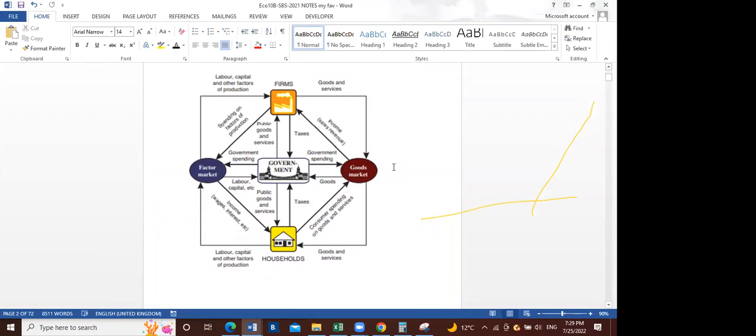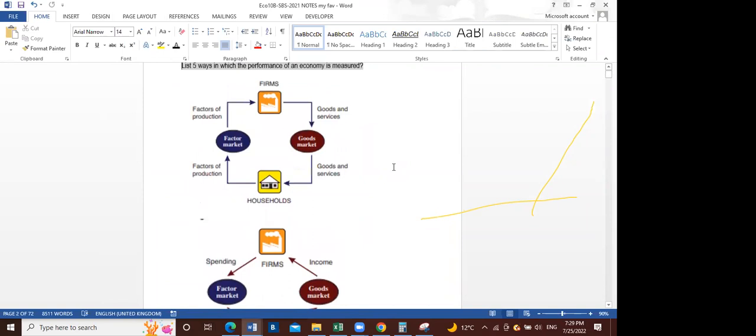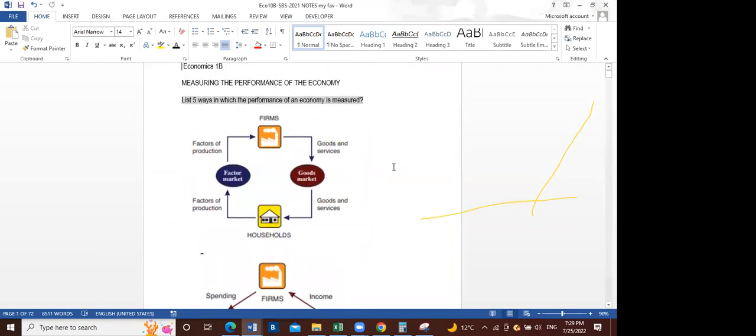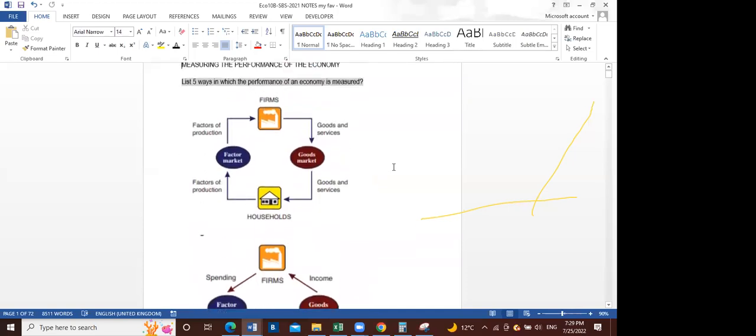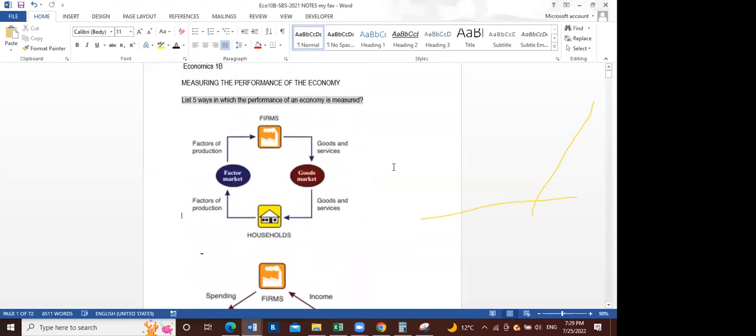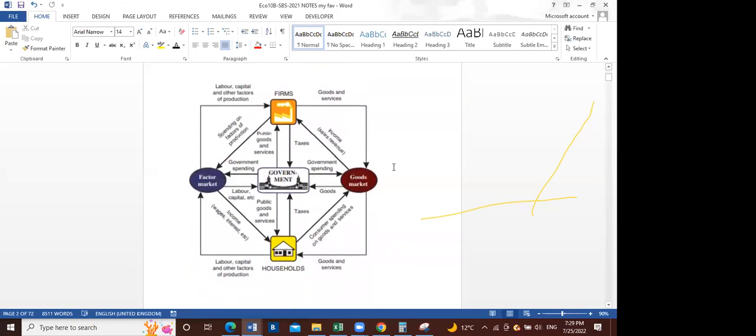Okay, so today we're going to start on measuring the performance of the economy. Because we are dealing with macroeconomics, we need to understand what we are dealing with. In terms of measuring the performance of the economy, we need to understand how we are going to be measuring the performance of an economy. What is it that we're going to be using to ascertain this?